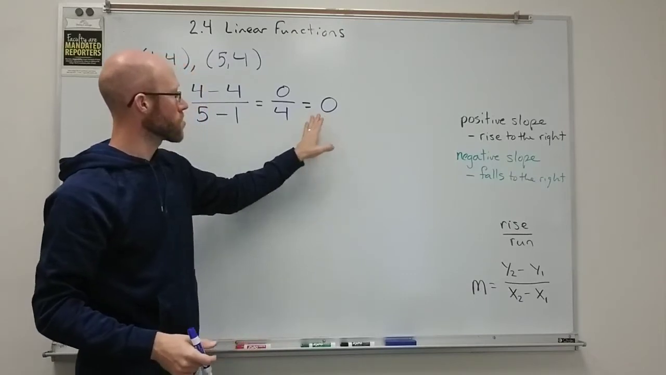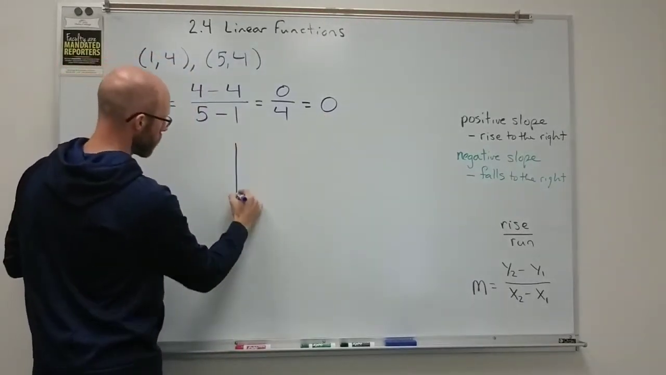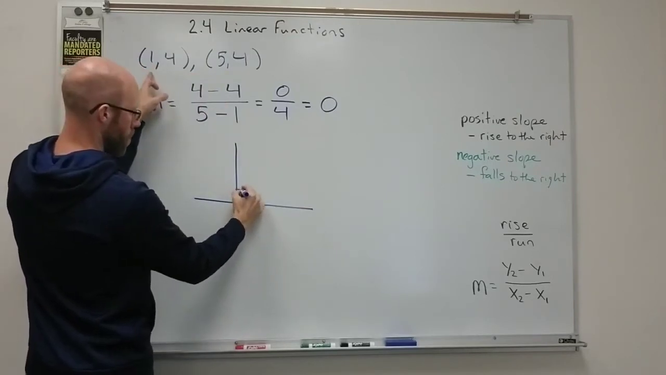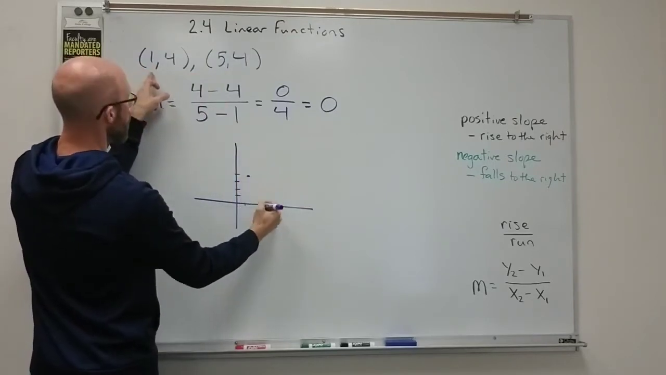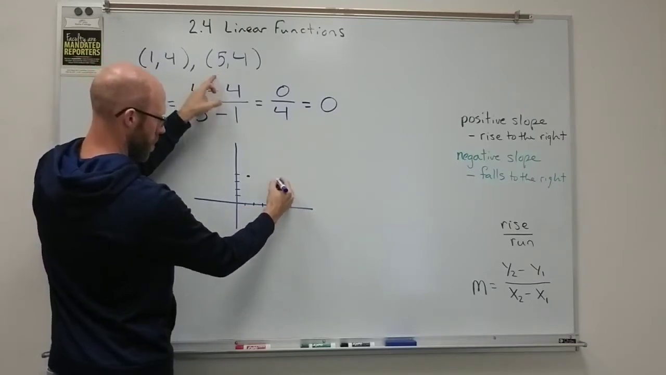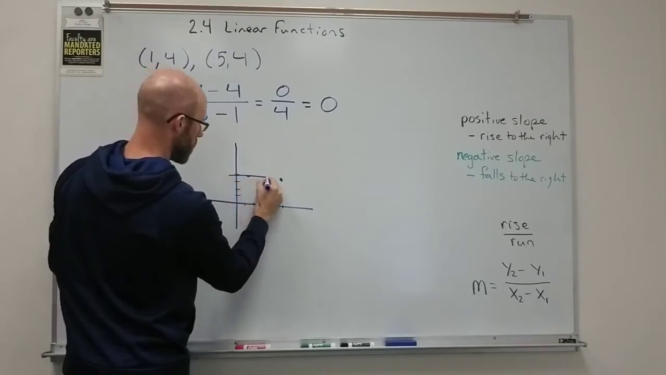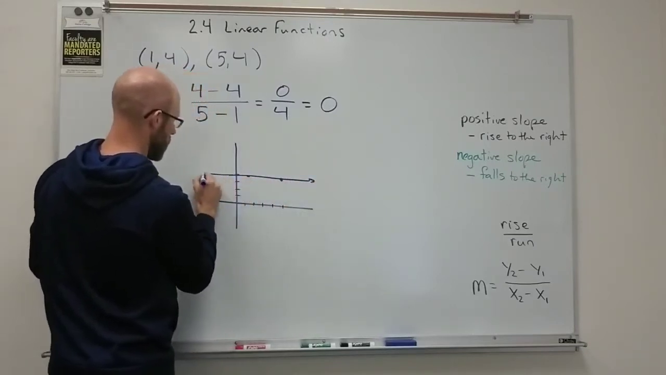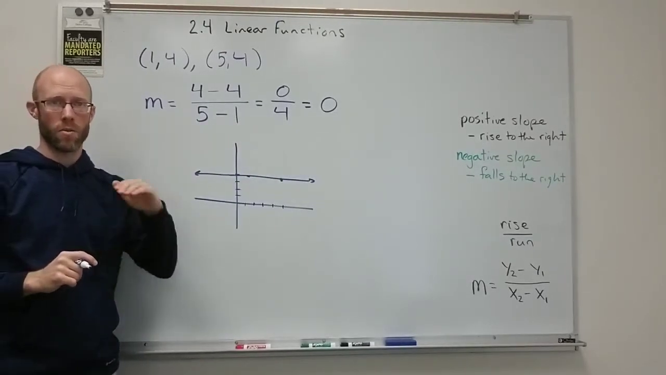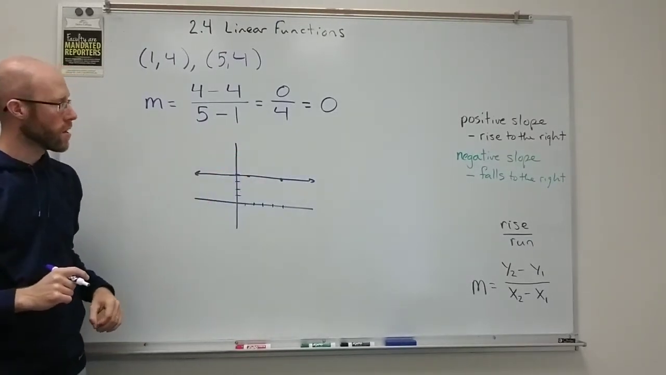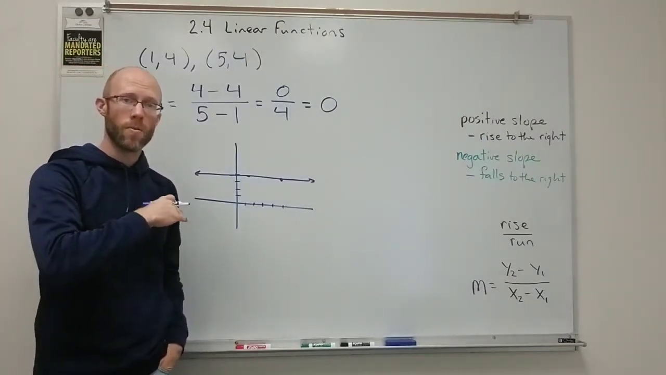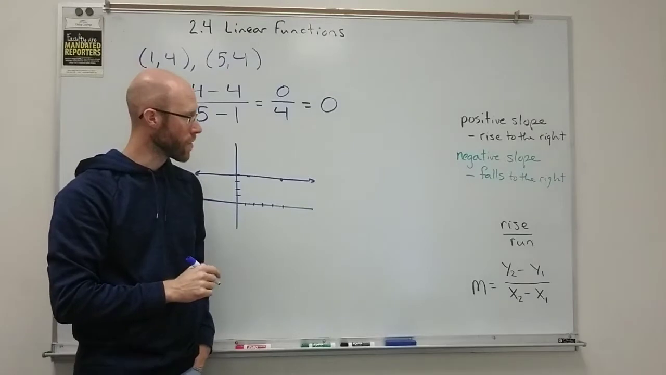Okay, and what's interesting is when I plot the graph of these 2 points, (1, 4) and (5, 4), they're actually going to be situated on a horizontal line, okay, one going from left to right. And so that's actually always going to be the case. If the slope is 0, you always get a horizontal line.